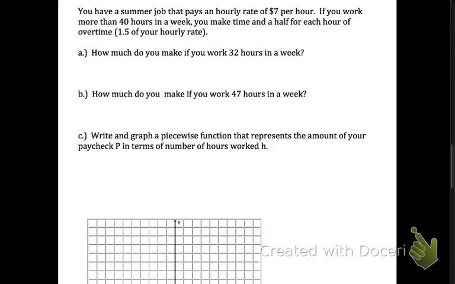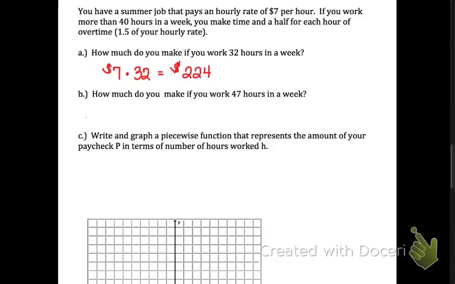32 hours is not overtime. So we can assume that we're only going to be making our $7 an hour rate because we've fallen in that 40 hours or less category. So we would take our $7, multiply that by 32, and that's going to be $224, I think. I don't have my calculator on me. I should have brought that. $224.